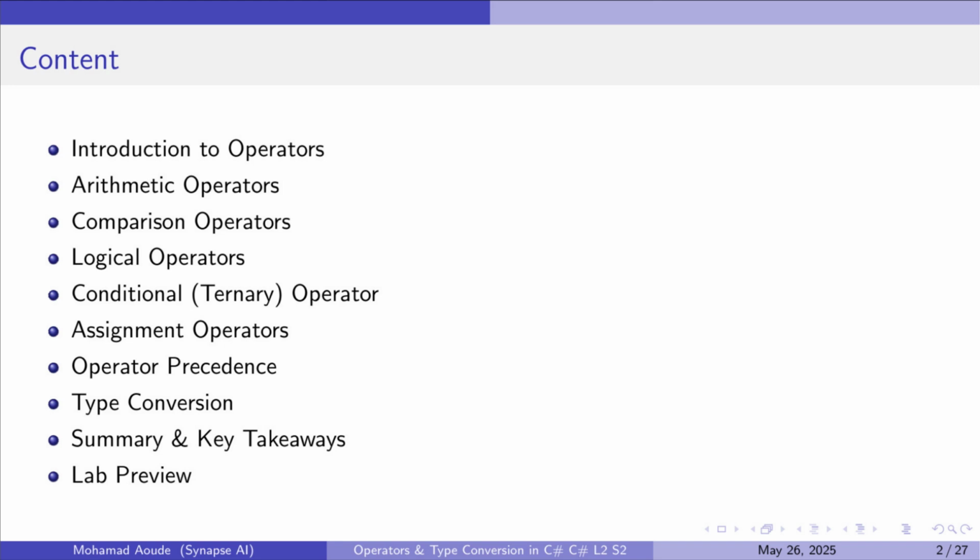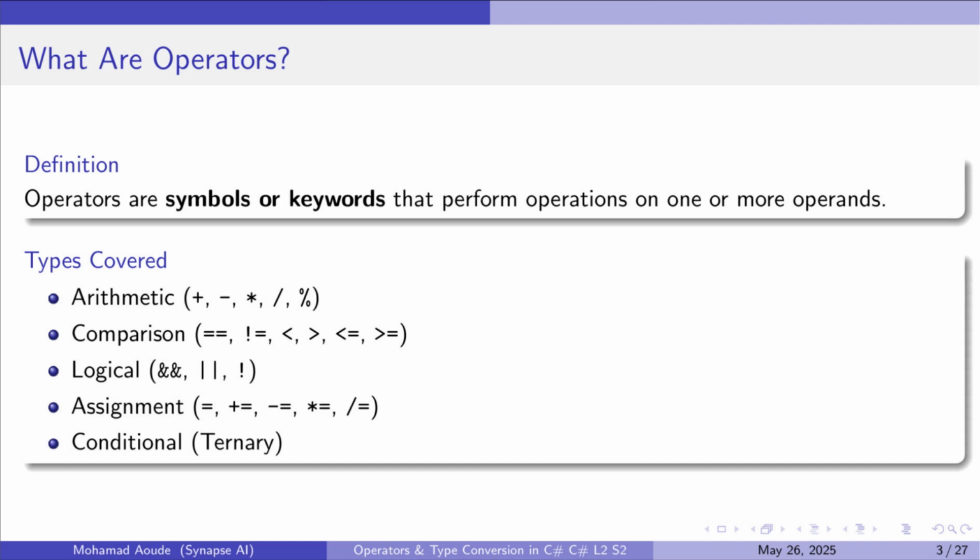Content overview. In this session, we will cover what operators are: arithmetic operators, comparison operators, logical operators, the conditional or ternary operator, assignment operators, operator precedence, and type conversion. An operator is a symbol or keyword that performs an action on one or more values or variables, called operands. In C#, we use operators to calculate, compare, and combine data before storing or displaying the results.